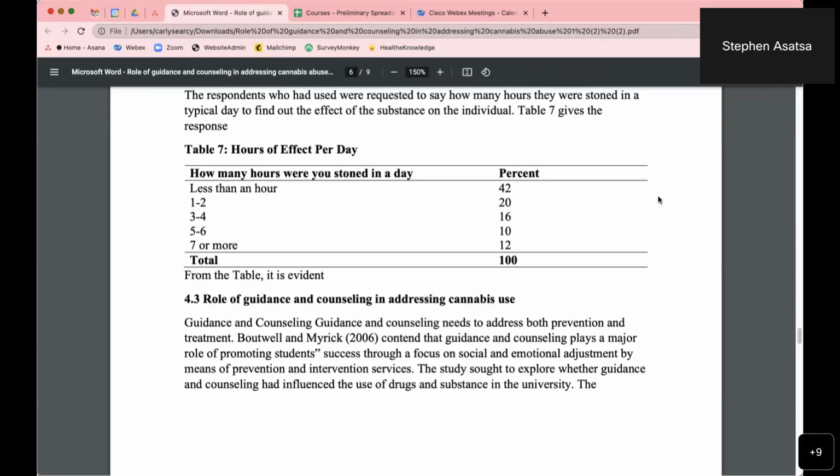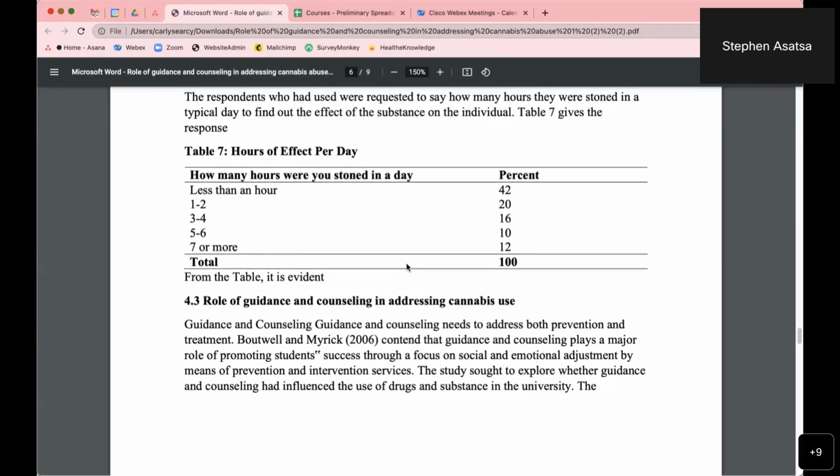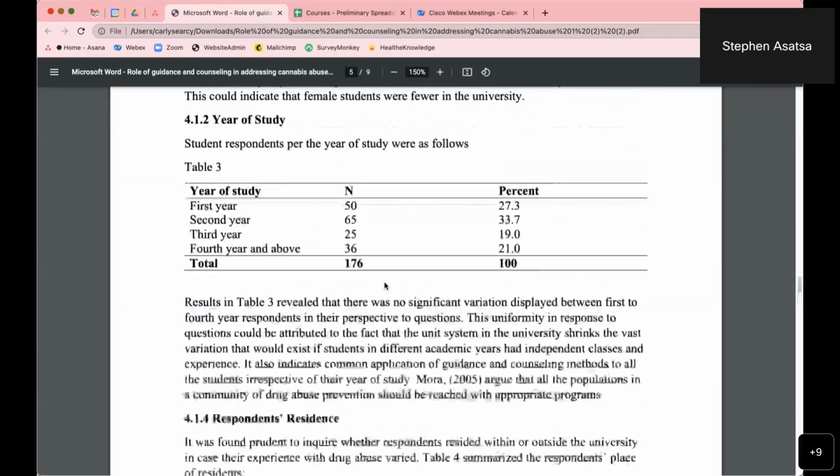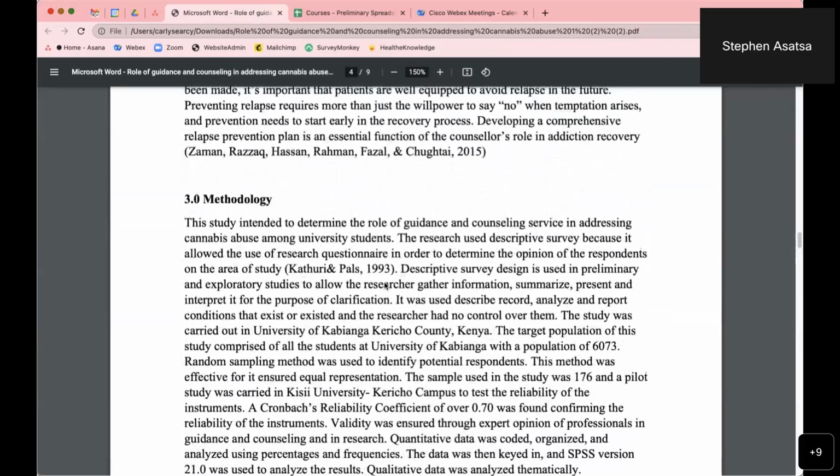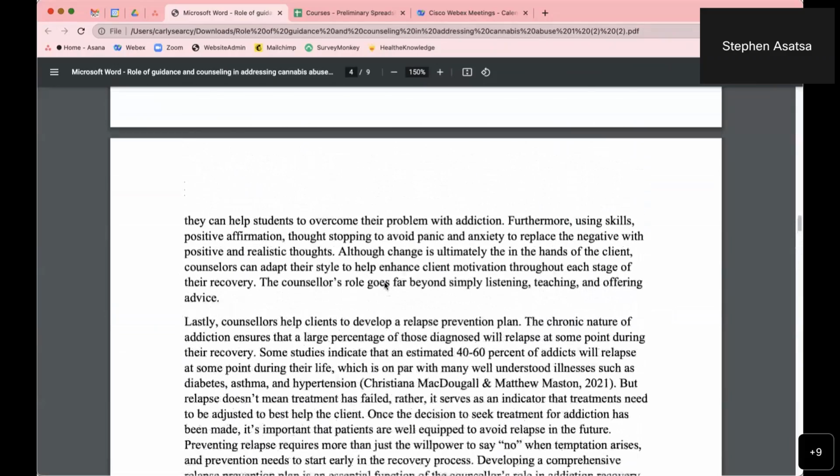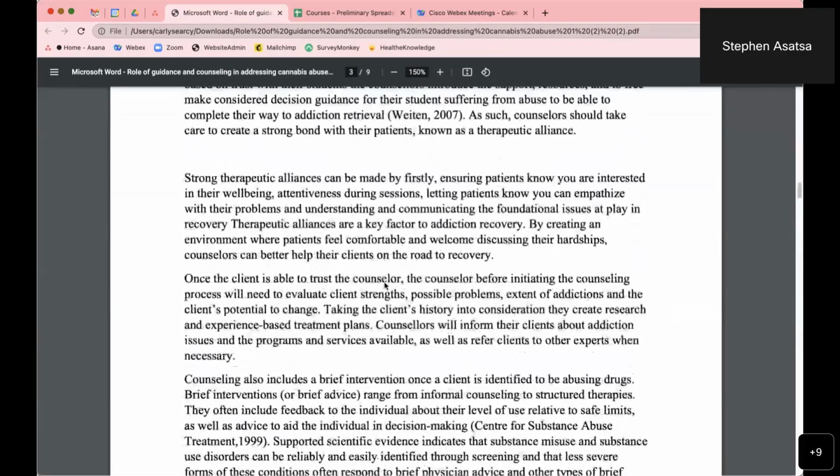And finally, when you look at the literature, you have very good literature, but you'll see some of them are dating back a long time ago. So you might want to include more recent literature so that you can contextualize the work. But it's a good paper.